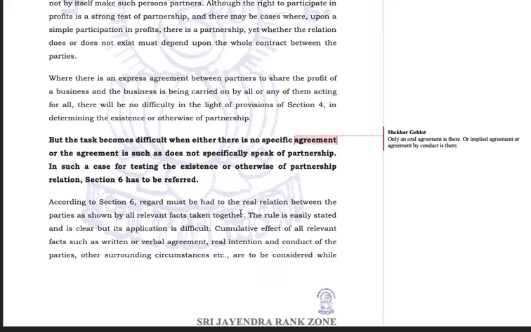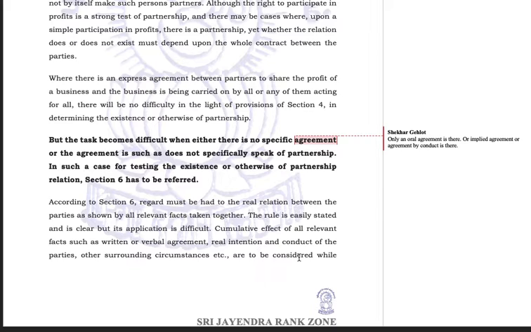The rule is easily stated and is clear, but its application is difficult. Okay, the rule is easy to understand, but the application is difficult. The cumulative effect of all the relevant facts, such as written or verbal agreement, real intention, the conduct of the parties, other surrounding circumstances, etc. Everything we'll have to take into consideration when there's an ambiguity, a dispute or a doubt whether this is a partnership or not.